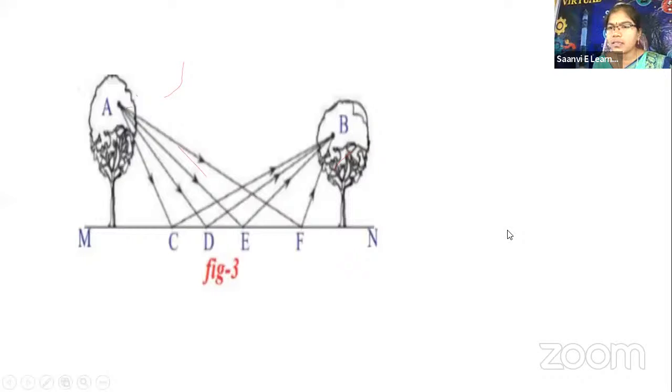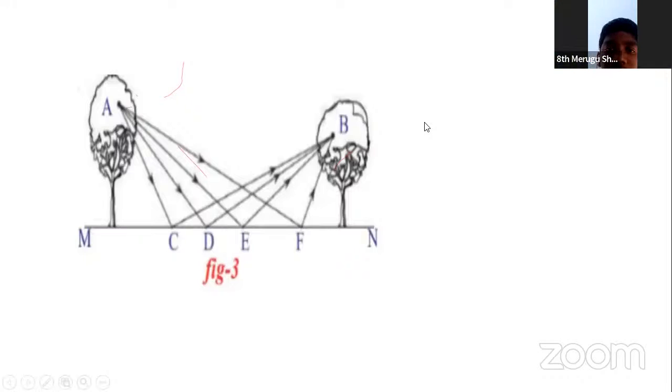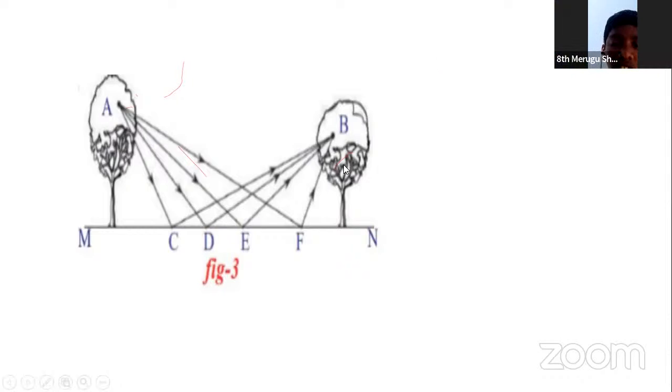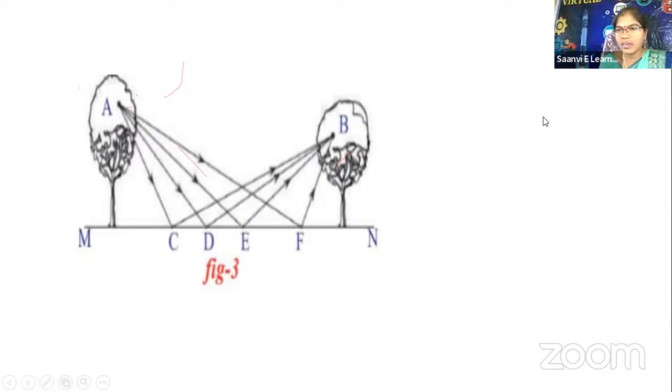Shashi Kumar, yes. Madam, AC, AD, AE, and AF are incident rays, ma'am. Very good. CB, DB, EB, FB are reflection rays. Reflection rays, very good. Very good, Shashi Kumar.